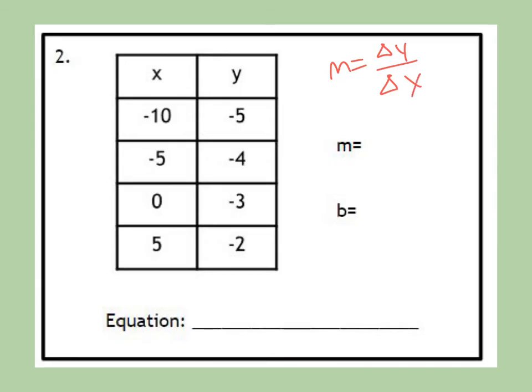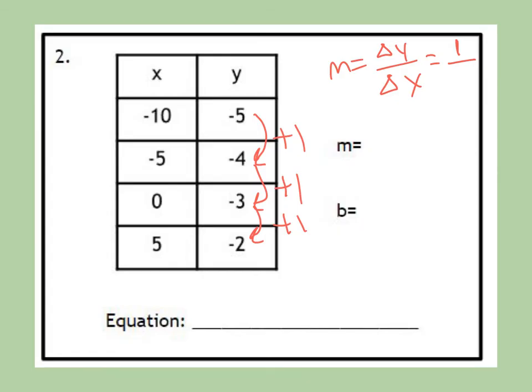So I'm going to look at my y column. I'm going to see what's the difference between -5 and -4. Well, -5 to -4, it's going up 1. -4 to -3, we're adding 1. -3 to -2, we're adding 1. So my change in y is 1.